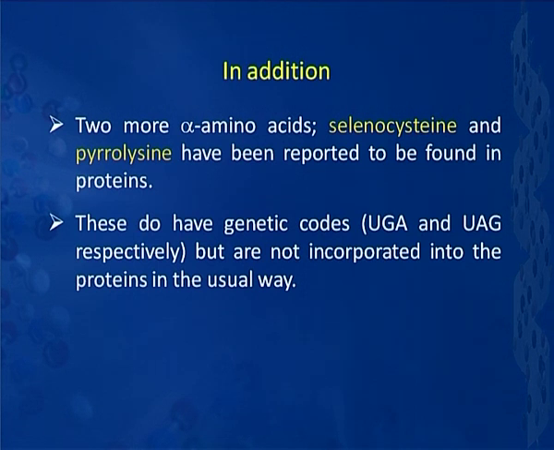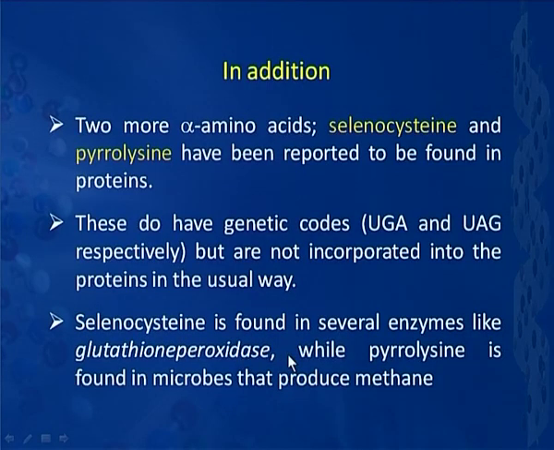Basically, they also are in a way coded amino acids, and the codes happen to be UGA and UAG. But these are amino acids which do not get incorporated into the proteins in the usual way as those 20 coded amino acids do. So, they are new discoveries which have been found recently.